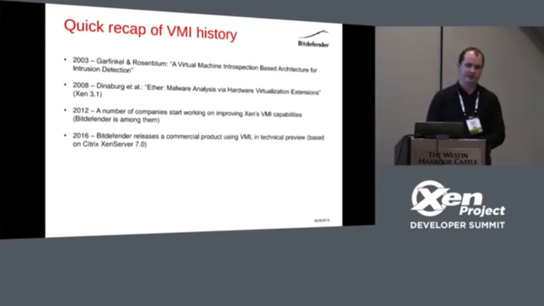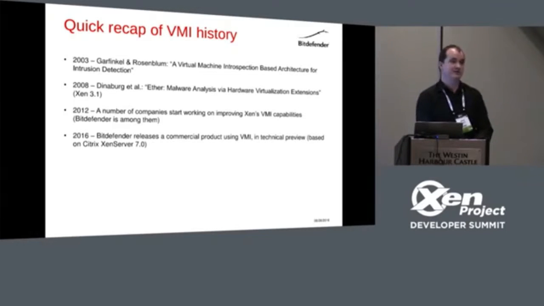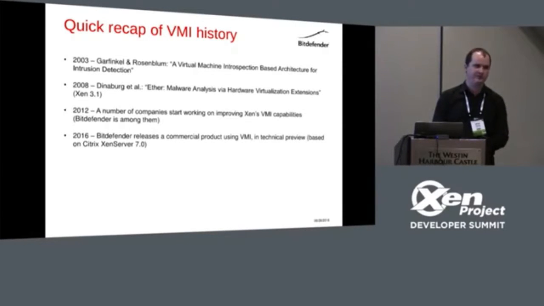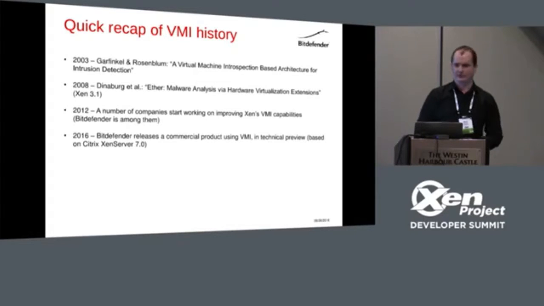So the spark appeared around 2003 with a research that presented VMI as a method of doing intrusion detection. Around 2008, a university presented a POC using Xen 3.1, I believe, and also pushed some patches, mem events they were called. In 2012, a number of companies, among which Bitdefender, started pushing even more changes into Xen and trying to build a commercial product. And in 2016, Bitdefender published the first security software using VMI with Xen in technology preview, using specifically Citrix XenServer 7.0, Xen 4.6, I believe.